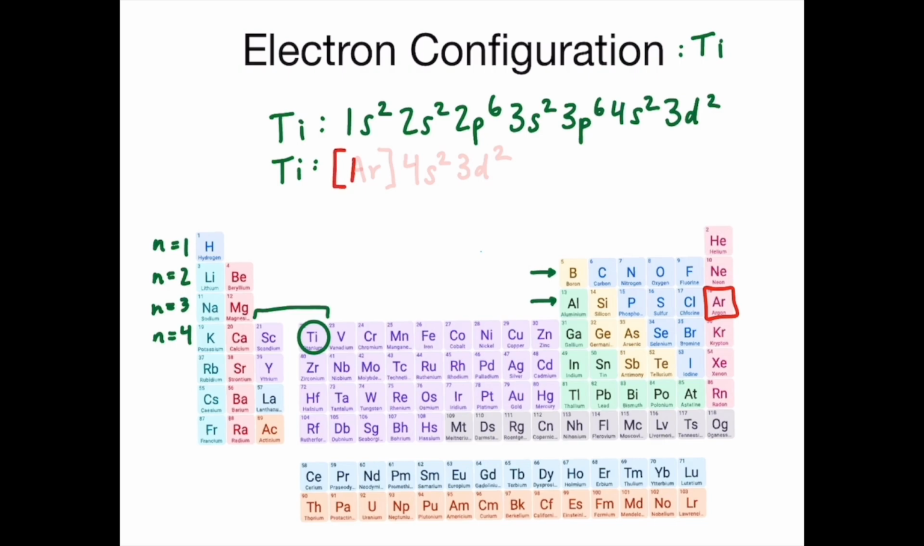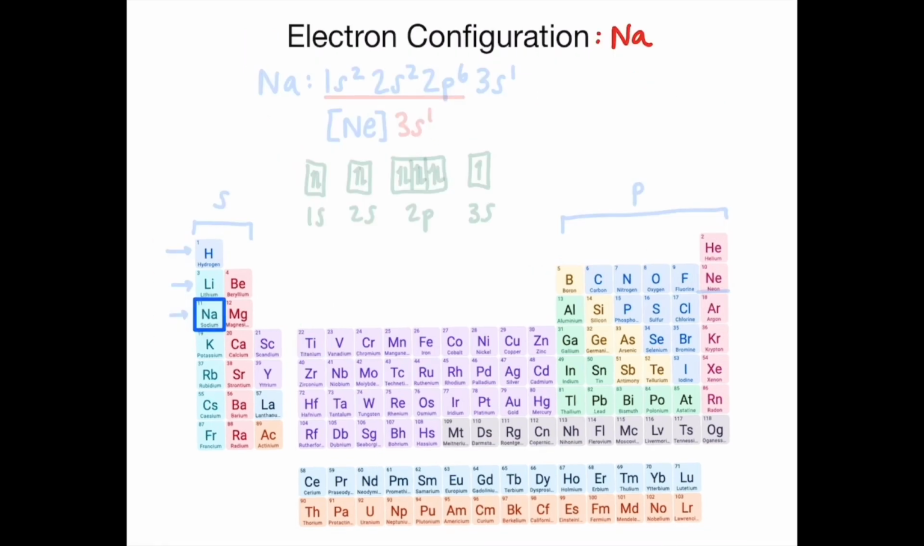So in brackets, we can put argon, and that takes care of the third period in the periodic table. Then we can just write 4s2, 3d2.